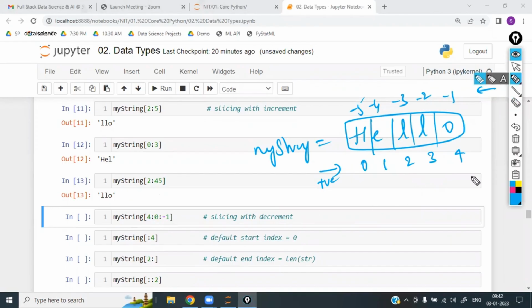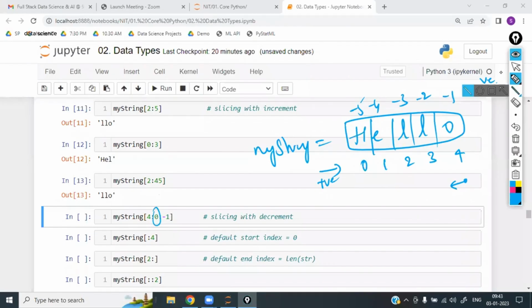Next, 4 colon 0 colon minus 1. So keep a dot at 4. Positive direction or negative direction? Negative direction, till 0 with minus 1. Where do you have to get to? Till 0, and 0 should not be included. So in the negative direction, that is O-L-L-E-H. H is 0, right? 0 should not be included.